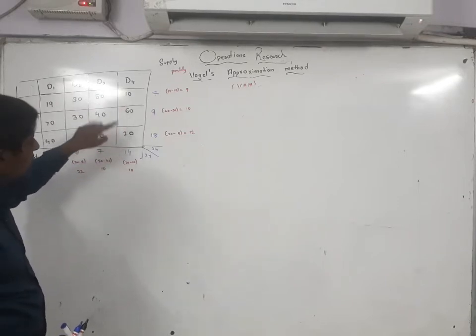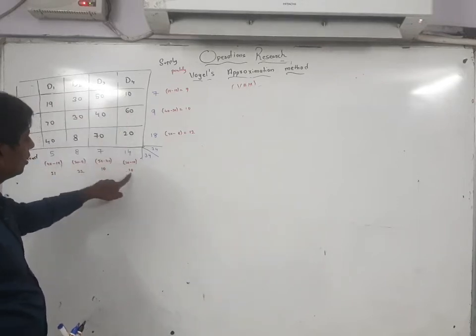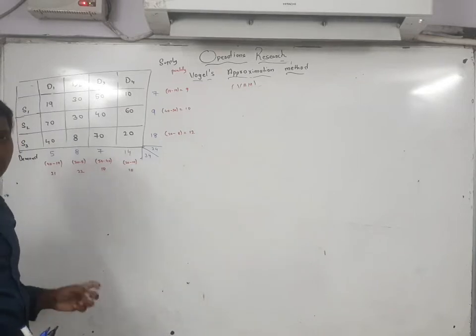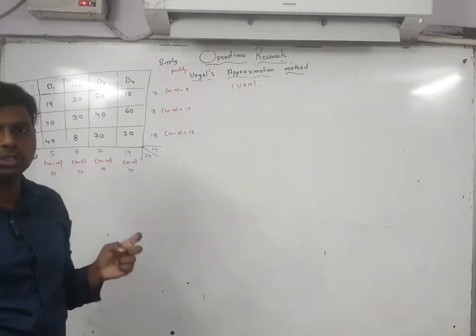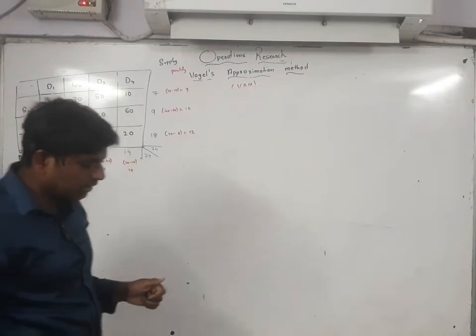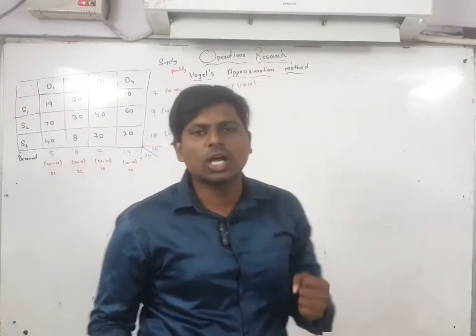10. Here the two least terms are 20 and 10. How much here? 10. So like this you have to select the two least terms. First you have to select the two least terms. Then after getting these least terms, next you have to find out the highest penalty.